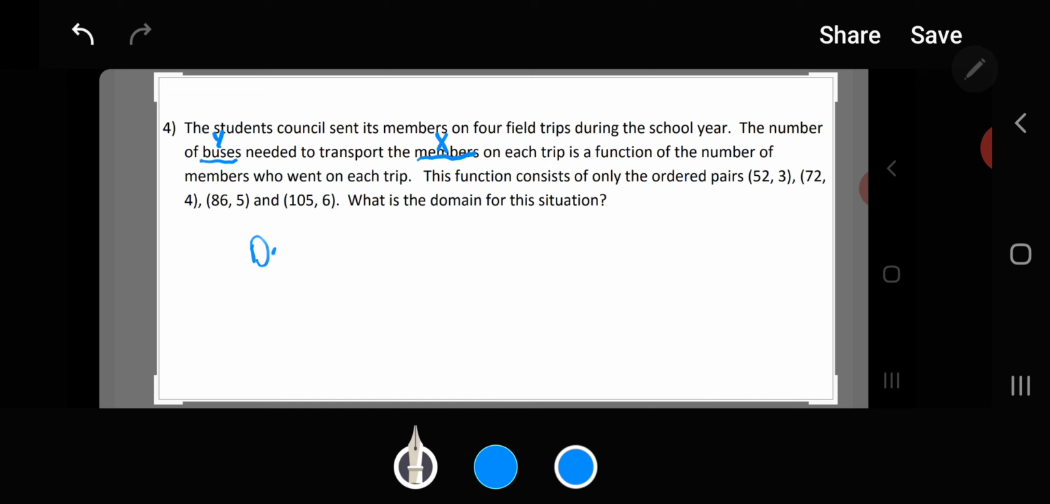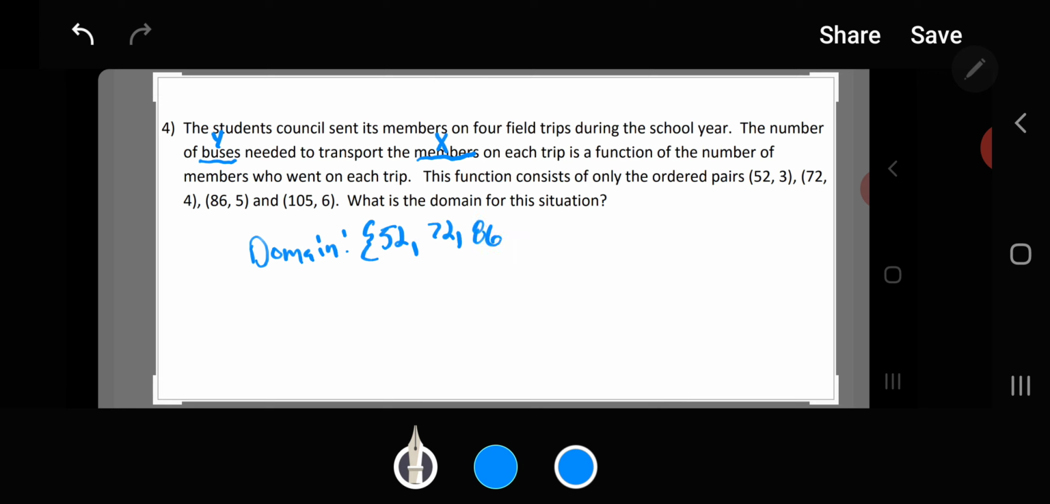Well, once again, this is pretty easy. It gave me my points. Once again, our points are written in x, y format. So I just need to pick out the x values in each one of these points. So looks like I have 52, 72, 86, and 105. That's my domain members. Okay, pretty easy.